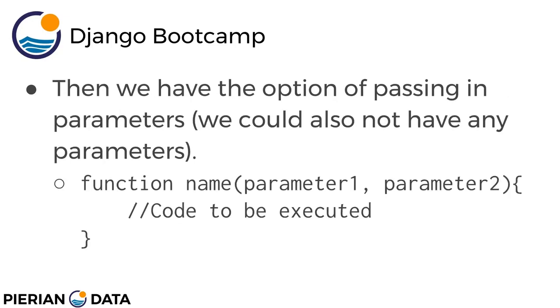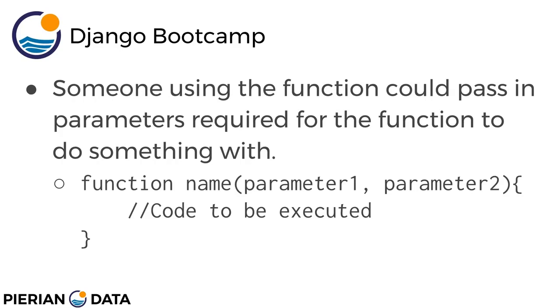And then you also have the option of passing in parameters. And you could also not have any parameters. So here I just showed two parameters, parameter 1 and parameter 2. And someone using the function could pass in parameters required for the function to do something with. So you would pass in those parameters, and then inside that code to be executed, inside those curly brackets, you would do something with those parameters.